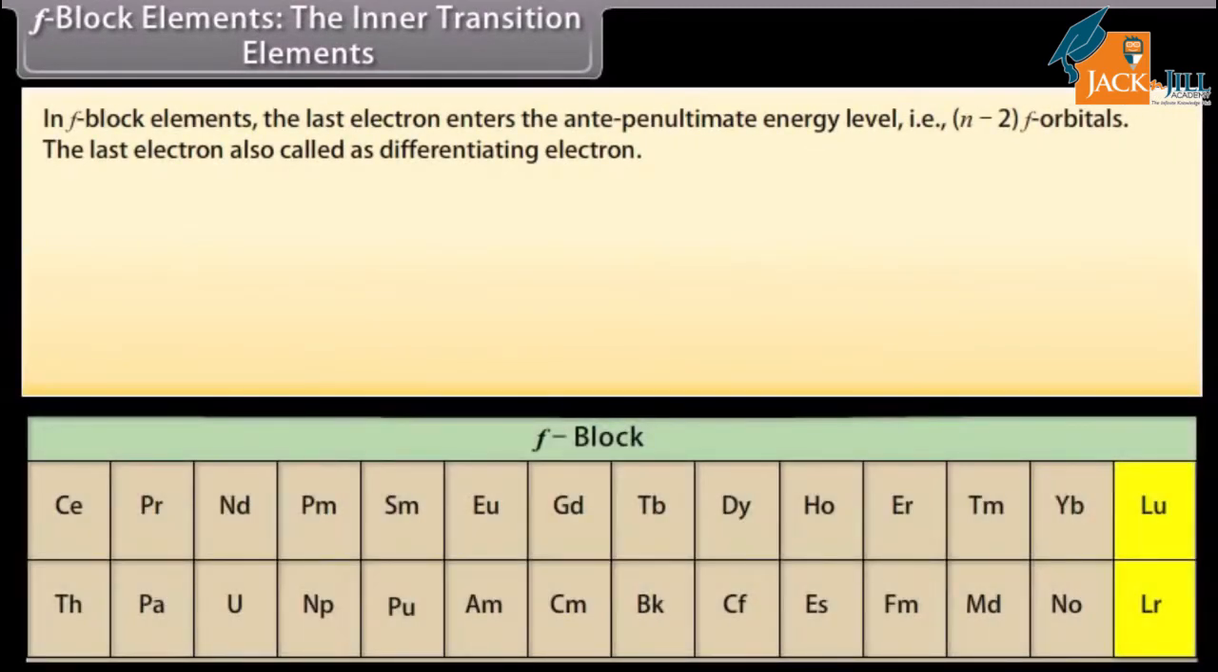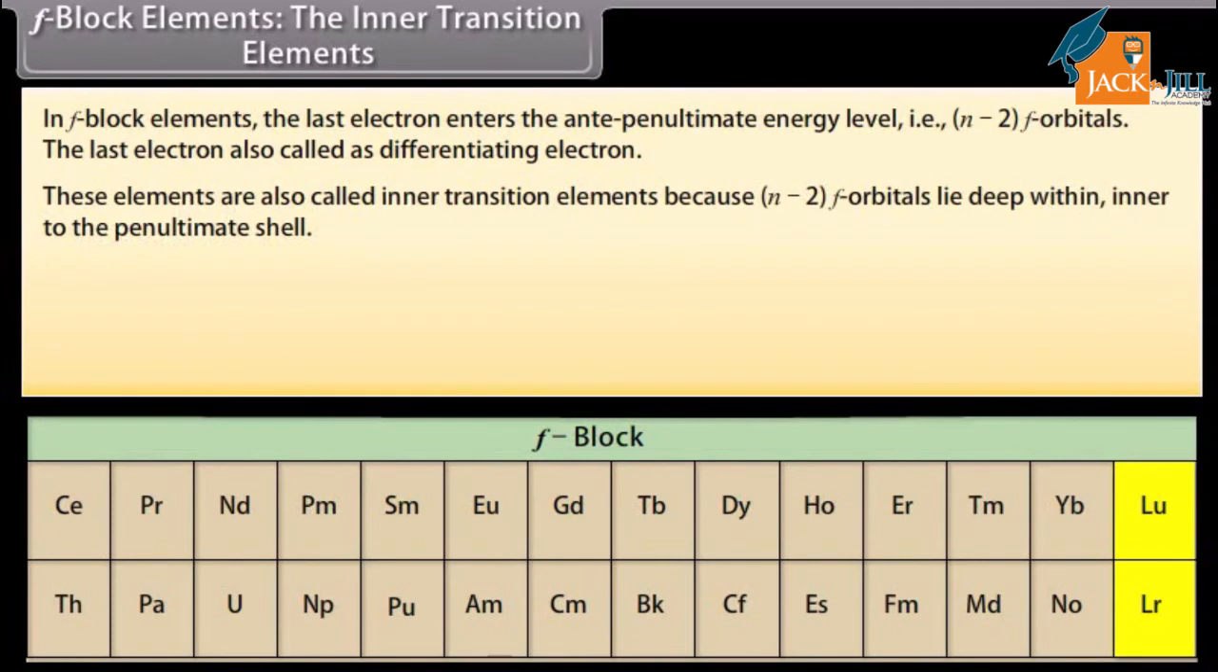F-block elements, the inner transition elements. In F-block elements, the last electron enters the antepenultimate energy level, that is, the (n-2) f orbitals, where n can be 6 or 7. The last electron is also called the differentiating electron.